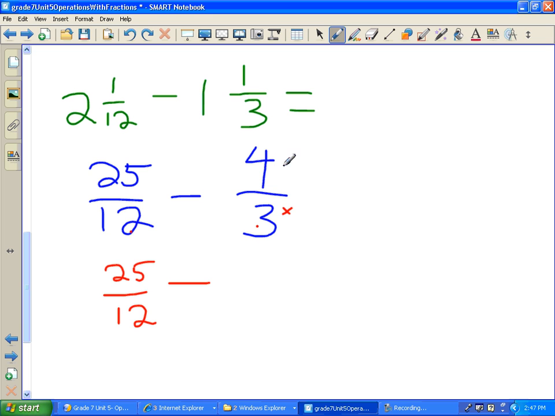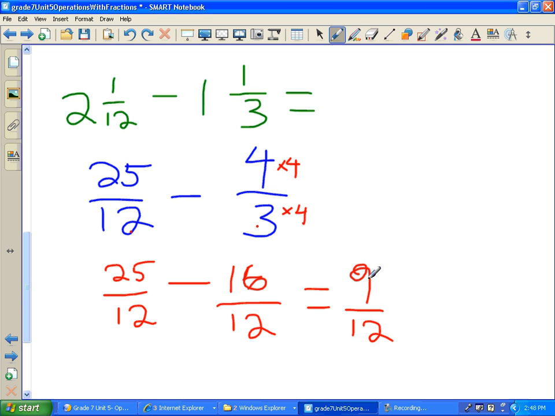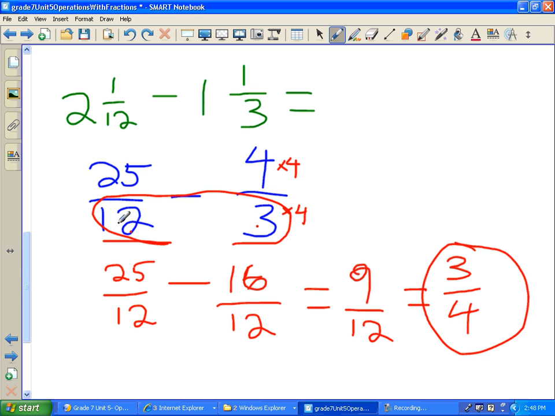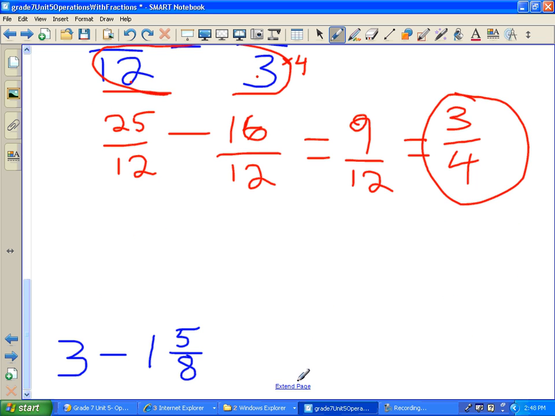So I'm going to have 25 over 12, because this one's already out of 12. And what will I times this by to make it 12 on the bottom? Well, you times it by 4. So now I'll have 16 on top over 12. So 25 take away 16 will leave me with 9 over 12. Of course, I can divide the top by 3 and the bottom by 3 to give me 3 over 4 as my answer. So it's the same as addition. You simply change it to an improper fraction, make sure the denominators, or the bottoms, can become the same, and then you'll get your answer.